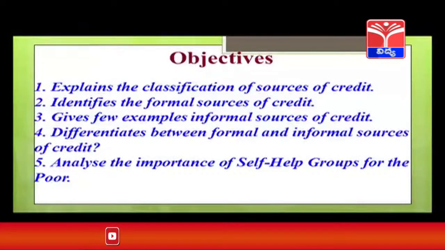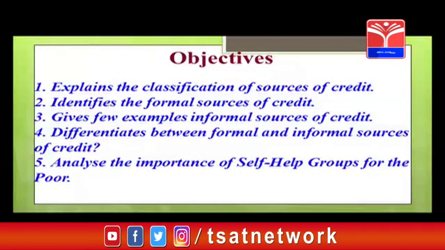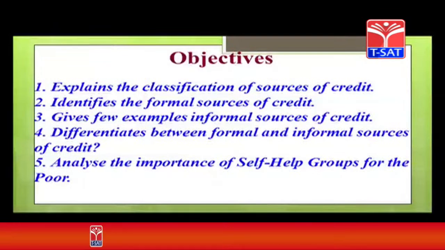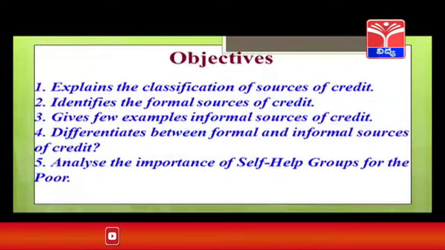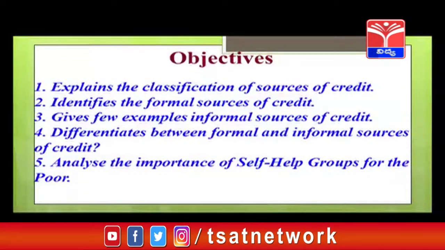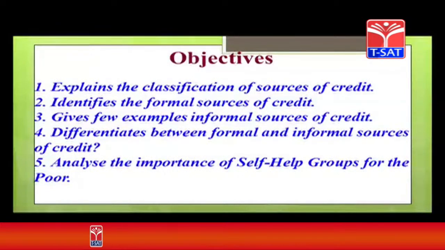Objectives of this chapter: explain the classification of sources of credit, identify the formal sources of credit, give a few examples of informal sources of credit, differentiate between formal and informal sources of credit, and analyze the importance of self-help groups for the poor.